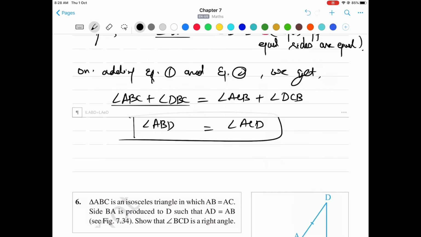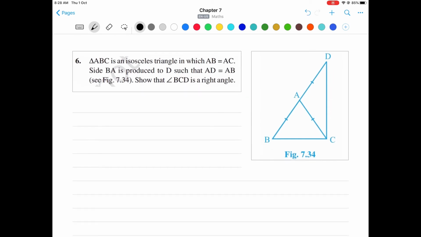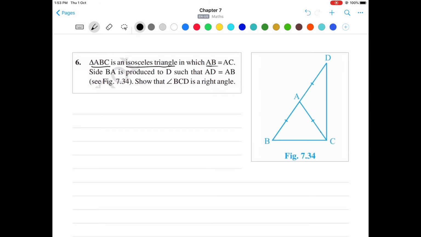Okay, now moving to the next question, question number 6, in which triangle ABC is an isosceles triangle in which AB equals AC. This side AB is given equal to AC, and it's saying side BA is produced to point D, such that AD is equal to AB. So these two sides are given equal. We have to prove that angle BCD, which is this one, is a right angle.